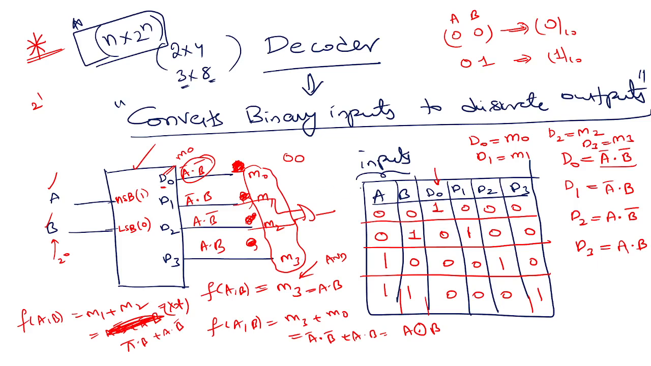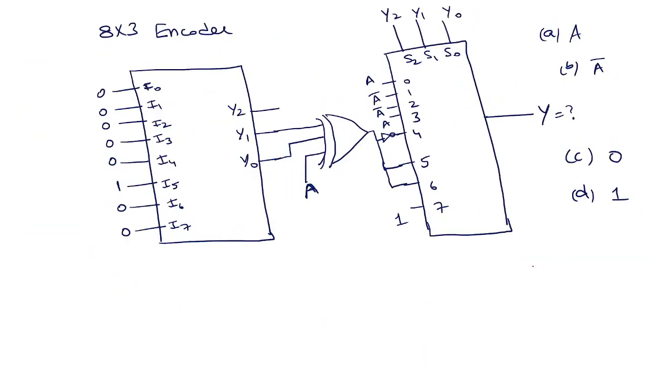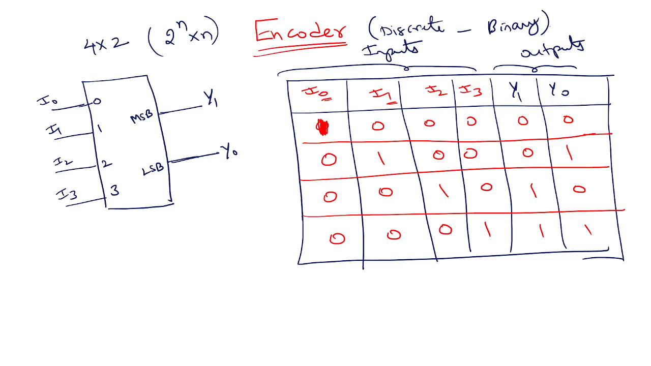You see this here, as for the decoder: 0, 0 is possible, 0, 1 is possible, 1, 0 is possible. Okay, same thing I'm doing here also. Correct? So the next question is, if I want to write the Boolean expressions for Y1 and Y0 in terms of I0, I1, I2, I3.